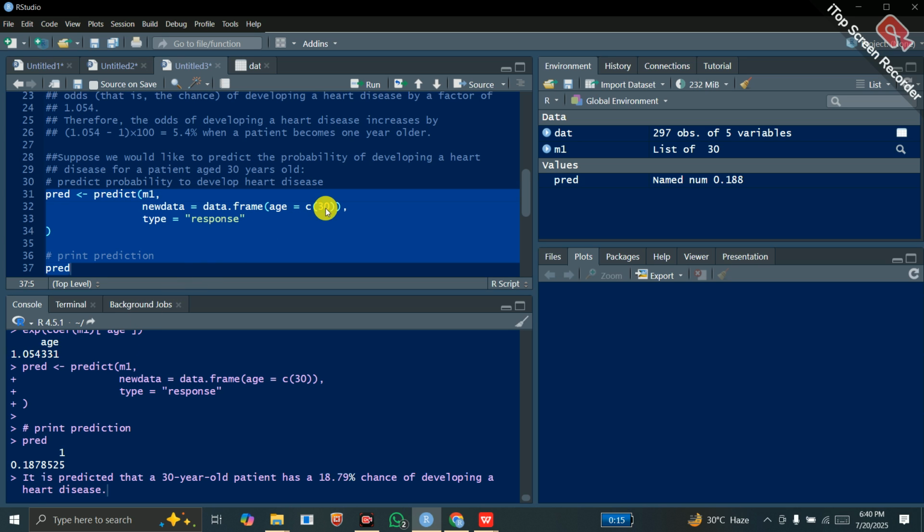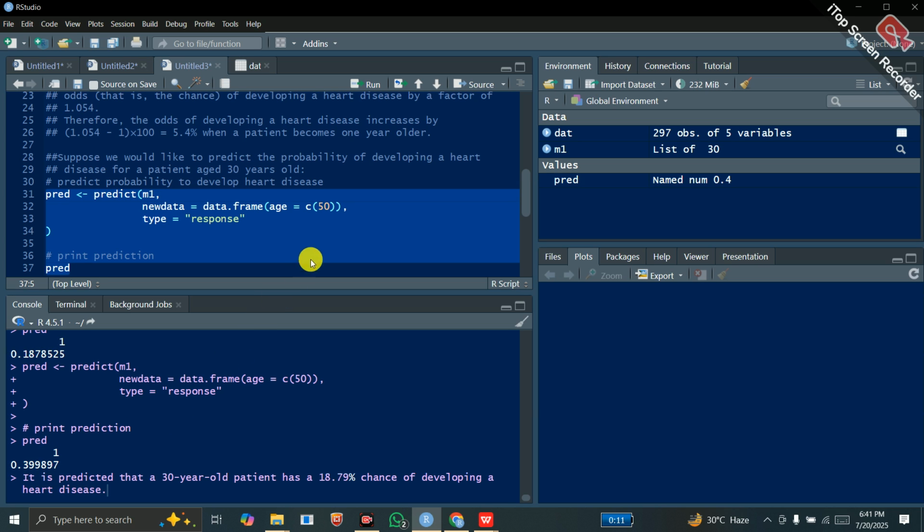Now let us suppose I want to see what will be the probability of a 50 years old person to develop heart disease. Since the probability of a 30 years old patient to develop heart disease was 0.18, I will see whether the probability will be higher for a person of 50 years of age. So yes, now this probability increased from 0.187 to 0.399. So it is predicted that a 50 years old patient has a 39.98% chance of developing a heart disease, that is almost a 40% chance.